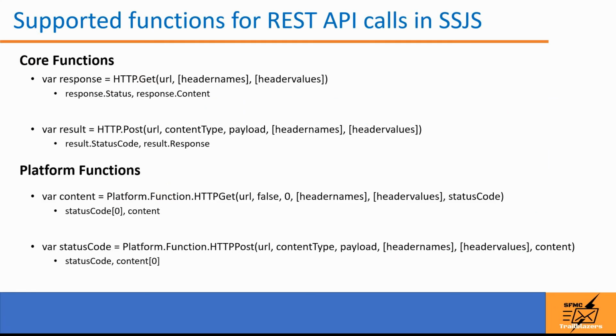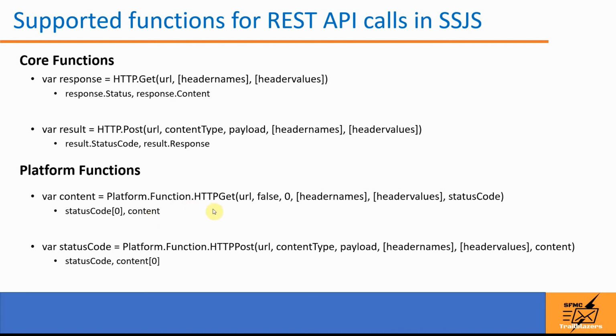Okay. So first things first, under the core library, we have the Get and Post functions, which can be invoked using the HTTP object as shown. The result that we get back is similar, and we can parse the details to retrieve the appropriate data that we need. When it comes to platform functions, we have two similar functions, namely HTTPGet and HTTPPost as well.